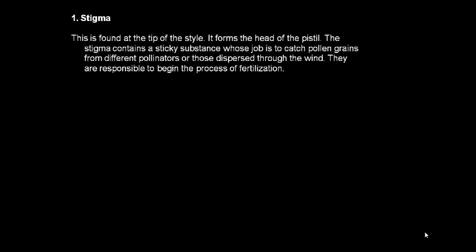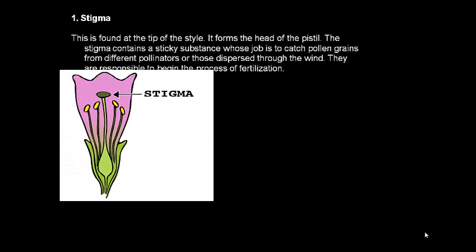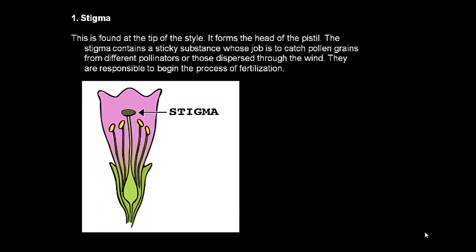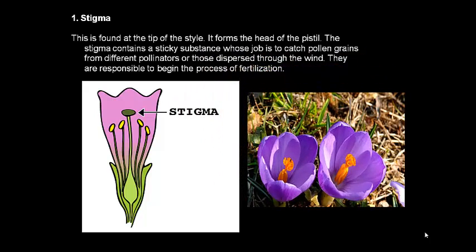Now, I'll be talking about each and every function of the flower parts. Firstly, stigma. This is found at the top of the style. It forms the head of the pistil. The stigma contains a sticky substance whose job is to catch pollen grains from different pollinators or those dispersed through the wind. They are responsible to begin the process of fertilization. To form another plant, the process of fertilization is important. So, for the process of fertilization, stigma is the beginner of the process.